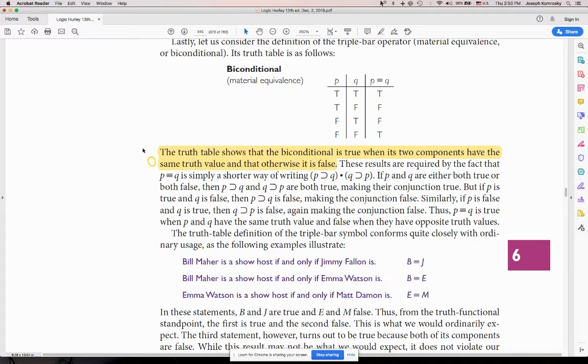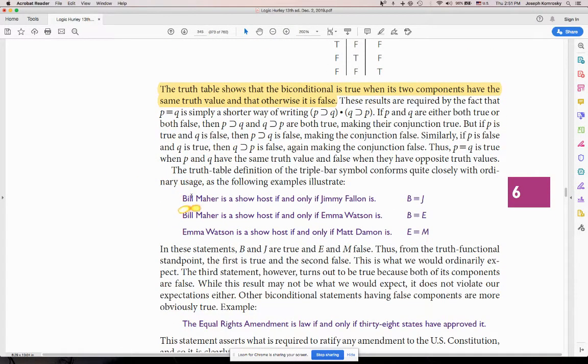And I'll read you what Hurley says. The truth table shows that the biconditional is true when its two components have the same truth value, and otherwise it's false. Real easy, right? So, Bill Maher is a show host if and only if Jimmy Fallon is. So again, the if and only if, they represent the triple bar.